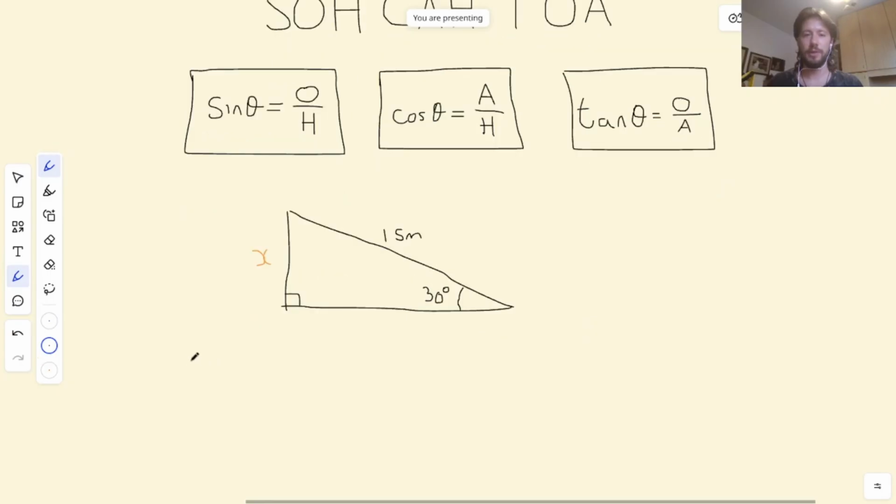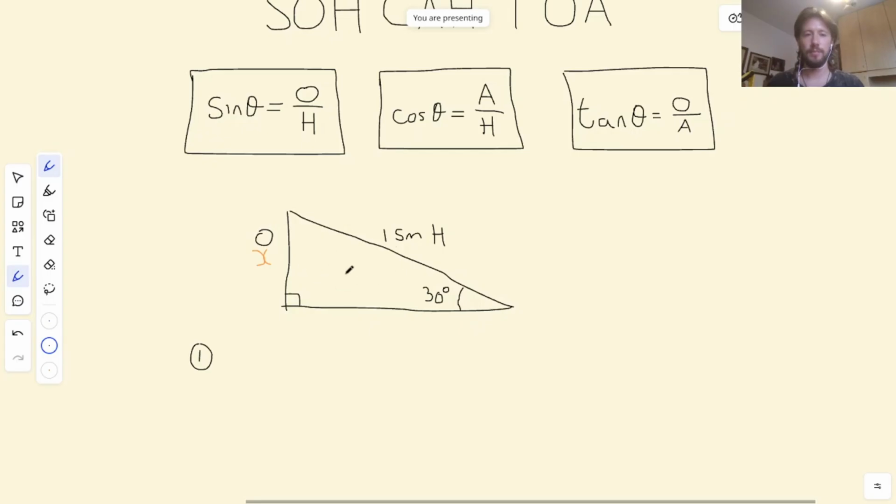Okay, so the first step is identifying which sides we're dealing with. First of all, this 15 meters is opposite the right angle, and as I've said, it's the hypotenuse. Then we have this x that we want to find. X is opposite to our angle. So we put an O there, it's the opposite.